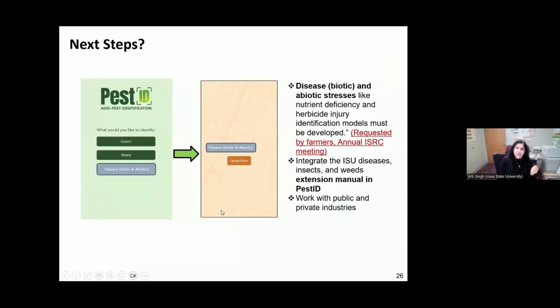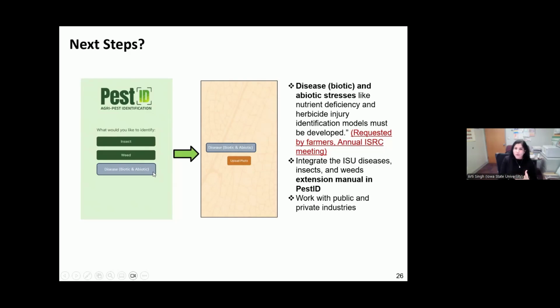So next step is, we have created these global insect and weed models. Now we are very much interested in creating our disease model. The disease model was the first work I started in 2014. But as I said, I started working on diseases and bringing AI applications. One of the problems with diseases is the data size.